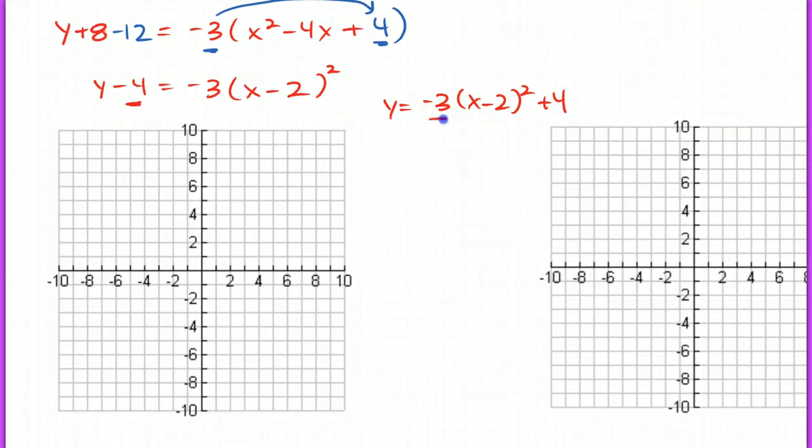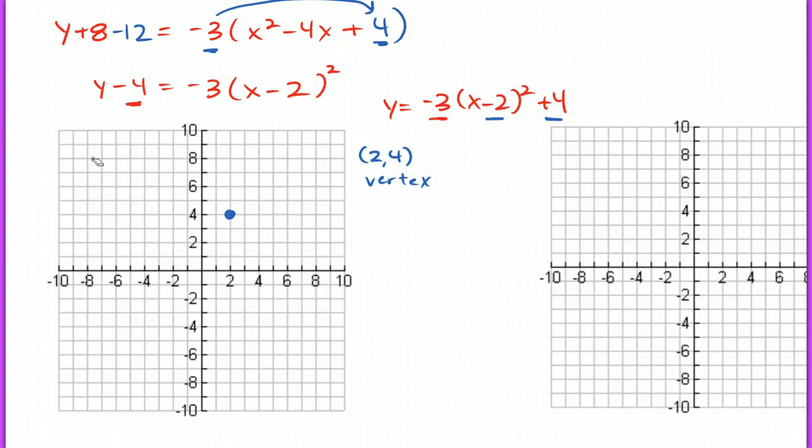I know that it's going to be a vertical stretch, and it'll also open downward because of that negative 3. I also know that my vertex is at (2, 4), based off of the equation that I just converted it to. So I'm going to go to (2, 4) and draw my vertex. So this is going to be a maximum value because this quadratic will open downward.